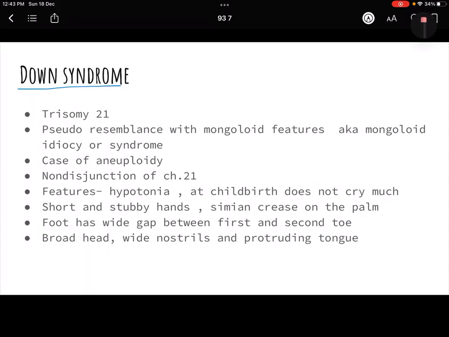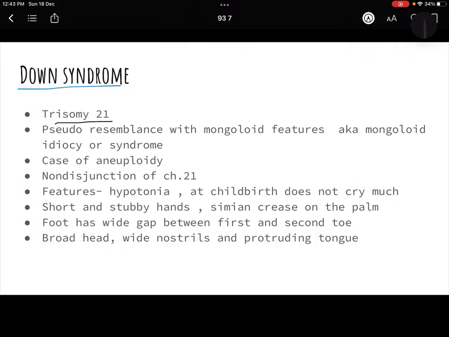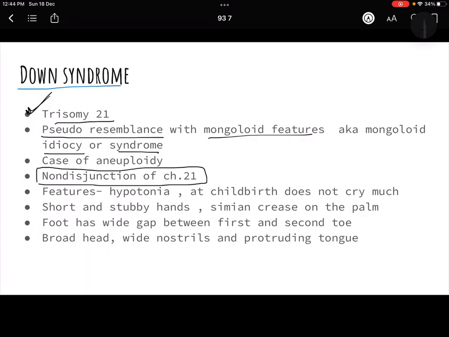So we have talked about that it is trisomy number 21. That means there is non-disjunction in chromosome number 21, because of which instead of 2 we have 3. That means trisomy in chromosome number 21. Okay? And it has a pseudo resemblance. Pseudo means artificial or not true. Pseudo resemblance with the mongoloid features. It is also known as mongoloid idiocy or syndrome. We have talked about this, and we have talked about the non-disjunction in chromosome number 21 also.